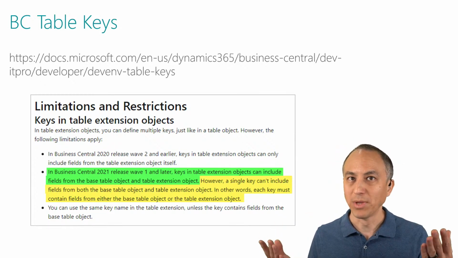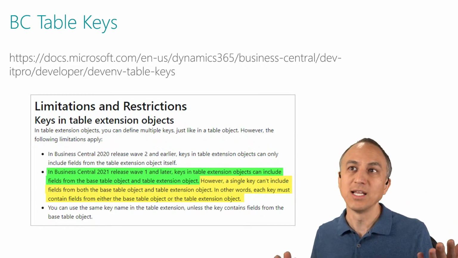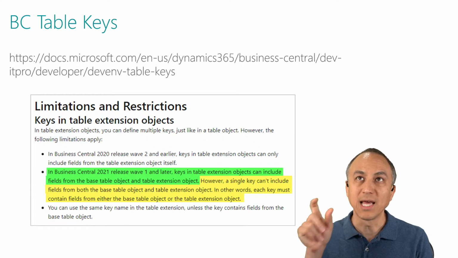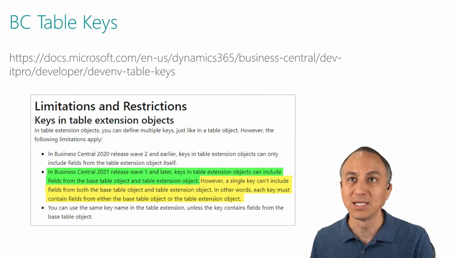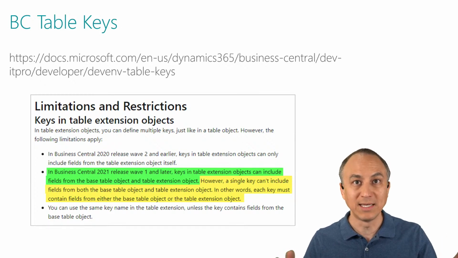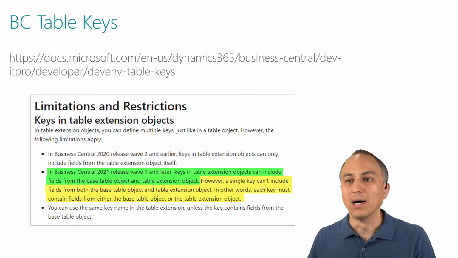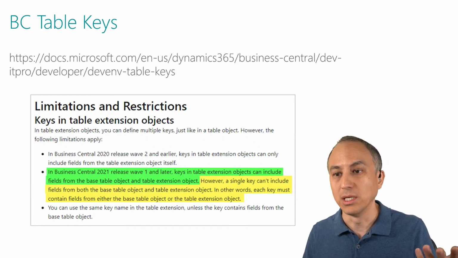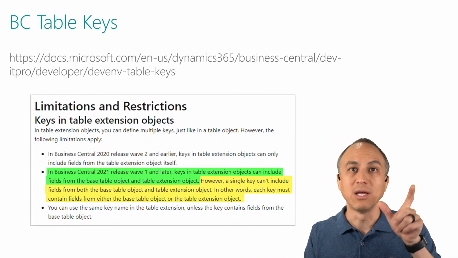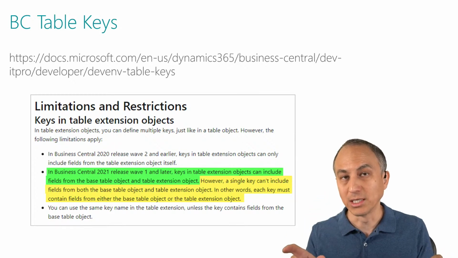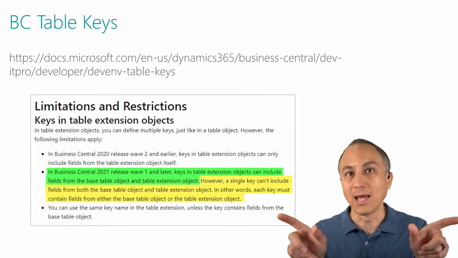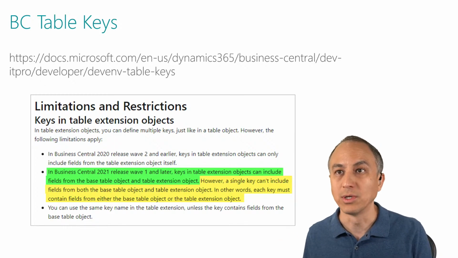table object. So if that word salad isn't confusing enough, here's the URL for the table keys page in the Business Central docs, and just read that a few times. If you're familiar with SQL Server indexes and adding indexes to tables, it should make sense. But in Business Central AL, you have to differentiate between your base table and your table extension fields. You can add keys for both. You just can't mix the fields in your new keys.